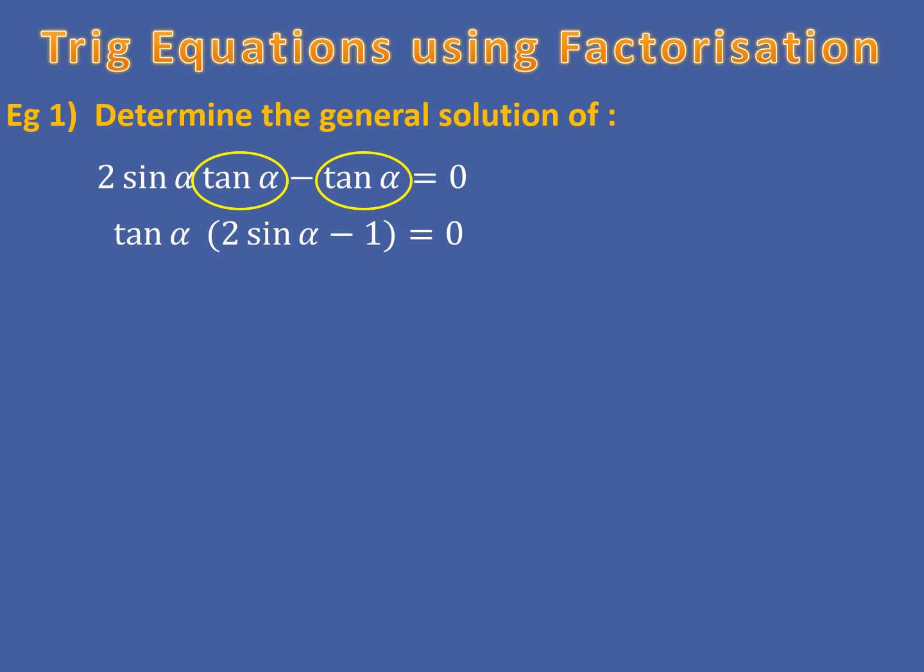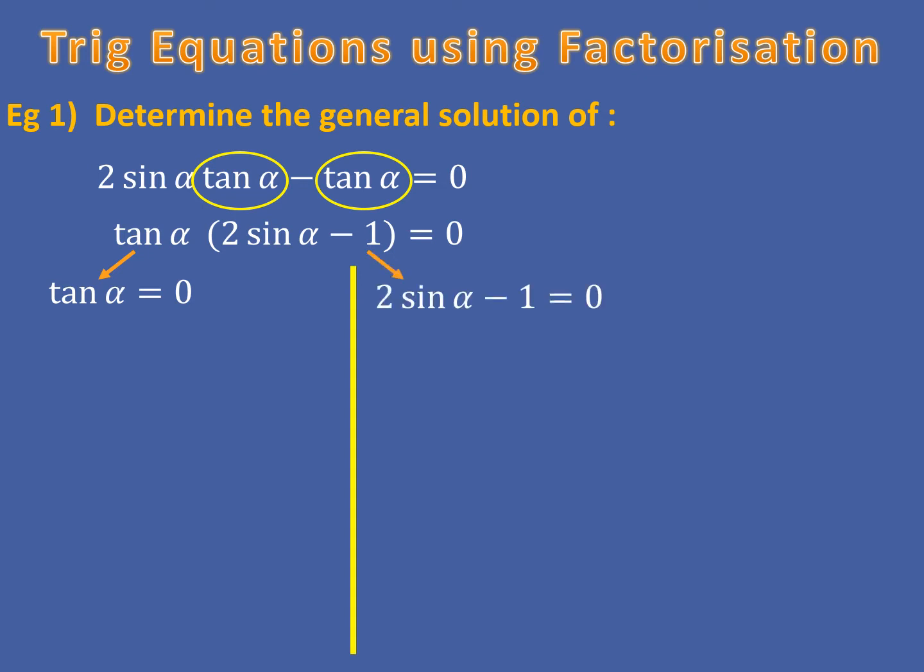Now, very, very important, you may not divide by tan alpha. It is going to provide you with one set of solutions. So in this equation, either tan alpha will equal 0 or 2 sine alpha minus 1 will equal 0. So I've taken my quite complex trig equation and I've split it up into two simple equations. Now, first of all, tan alpha is equal to 0. So if I type that into my calculator, shift tan 0, I will get a reference angle of 0 degrees.